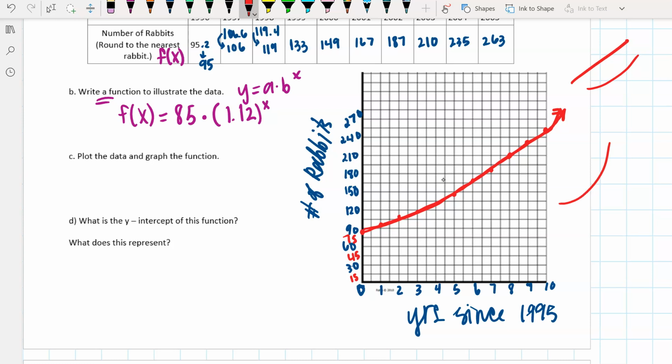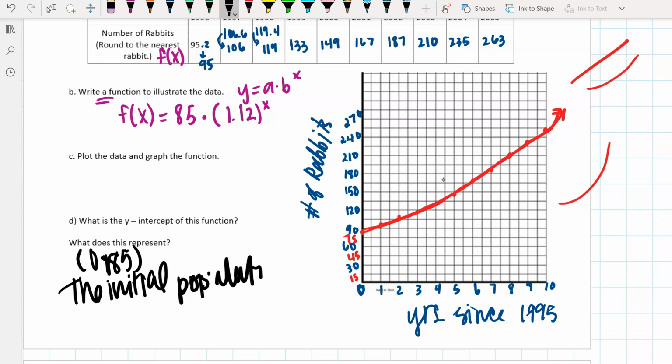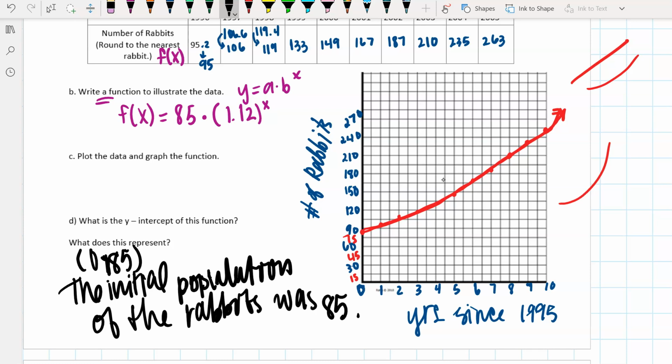So then D, what is the y-intercept and what does it represent? So we found that already. We said (0, 85) was our y-intercept, and this represents the initial population of the rabbits was 85. Okay, so that's what it represents. It's your initial value. It's where it all started. So you started with a population of 85. So that's the sentence you write.